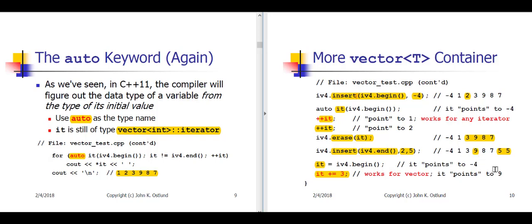Okay, so this was simply some examples of declaring and manipulating an iterator, and also using iterators to insert values and erase values within the vector.